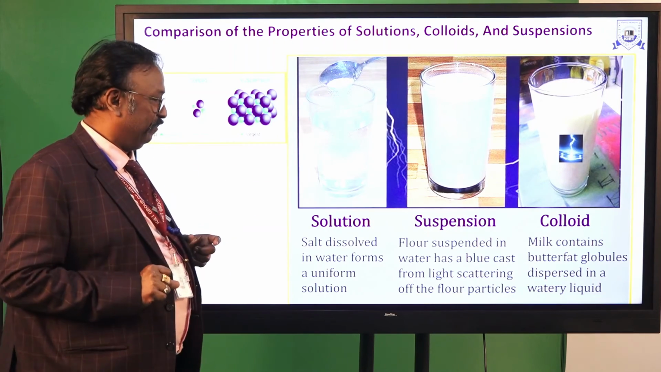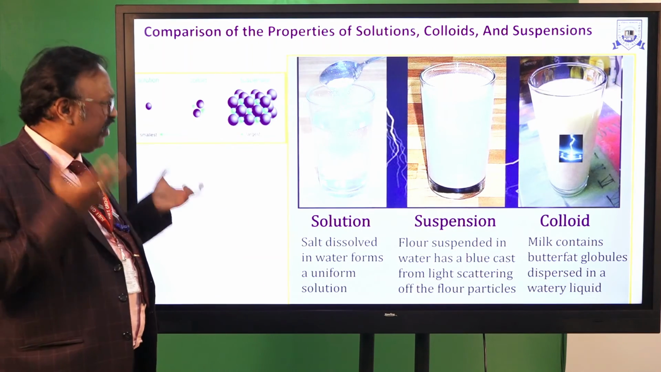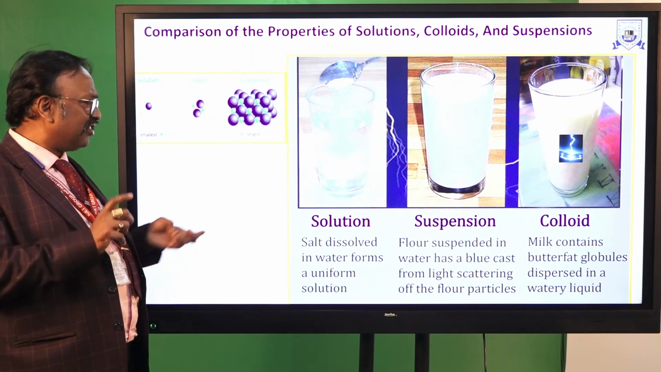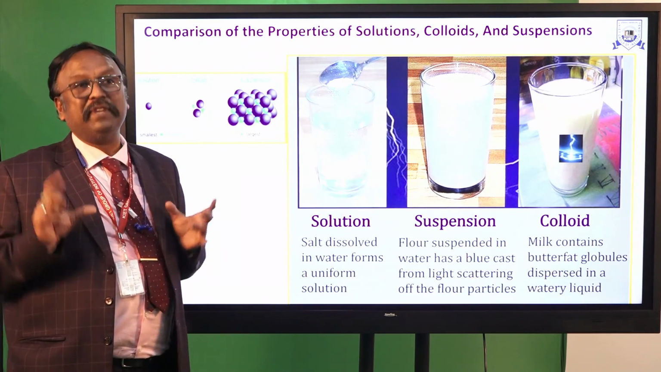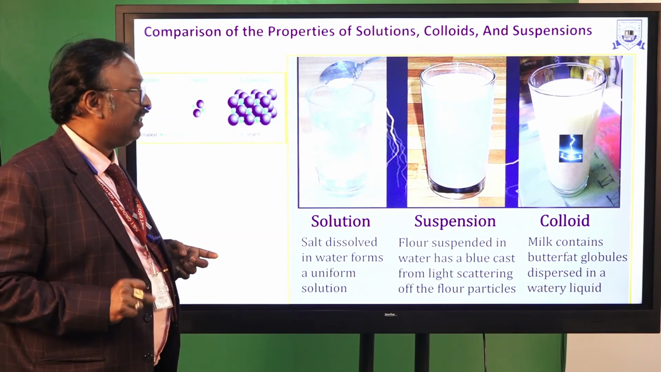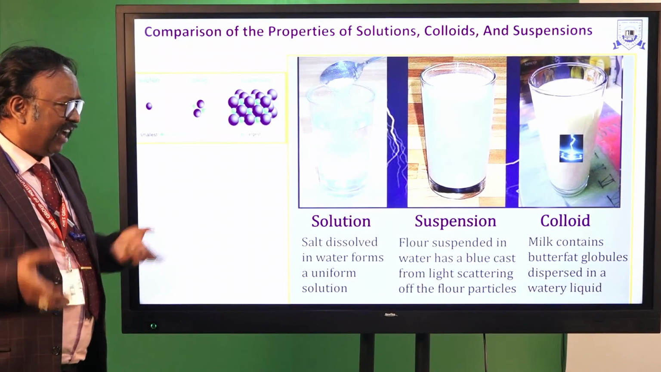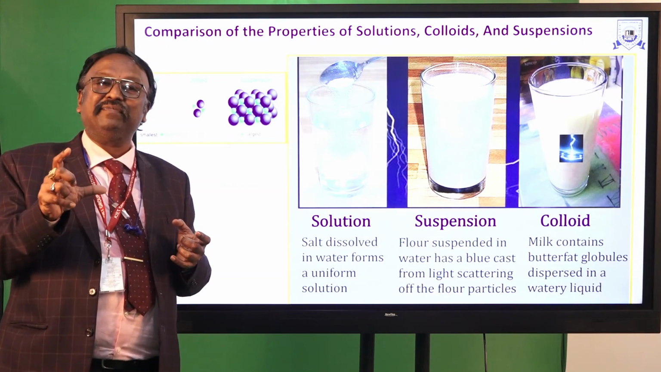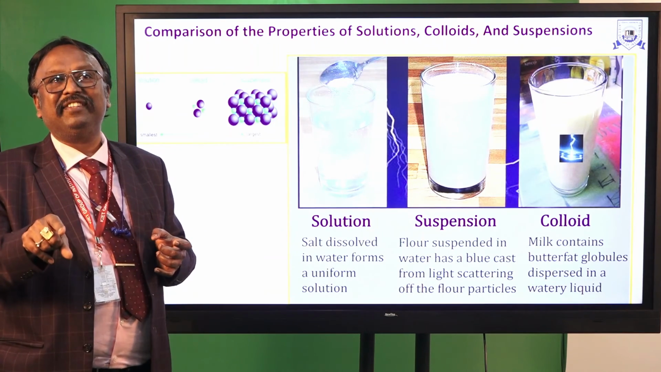Coming to suspension, you take flour, any wheat flour, that is suspended in water with a blue cast from the light scattering of the flour particles. That is called a suspension. Coming to colloidal dispersion, or colloids, you can say milk contains butterfat globules dispersed in a watery liquid. That is called a colloid.